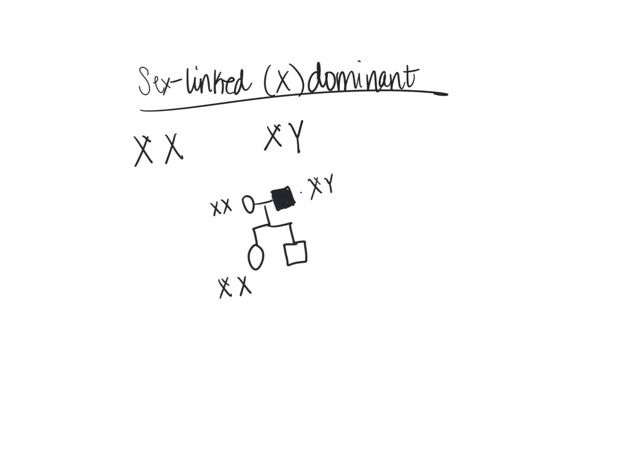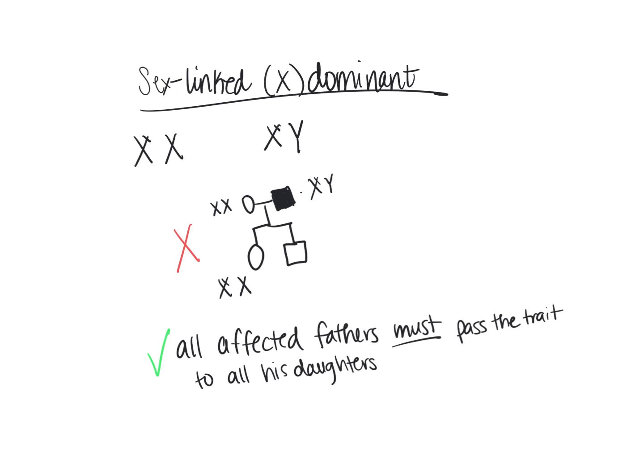So if you see an affected father for sex-linked dominant with an unaffected daughter, the way that I have it shown here, you know that this cannot be sex-linked. This must be something other than sex-linked, because the only thing she could inherit from her father is that affected X chromosome. The son is going to be unaffected because he gets the Y chromosome from his father and a normal X chromosome from his mother.